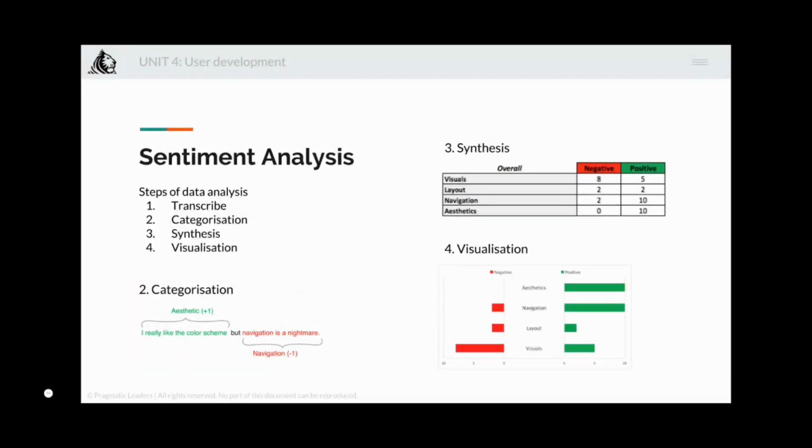So how does it work? Creating a useful sentiment score chart for qualitative analysis requires four steps of data analysis. You start by transcribing the data. Obviously, when you're done with a certain amount of survey, let's say it's all video based surveys, you have to transcribe first, then you have to categorize, then you have to synthesize, and finally visualize. I'll explain how very soon.